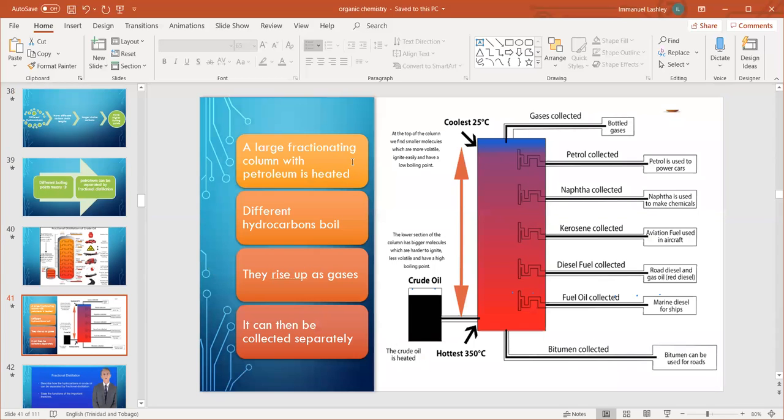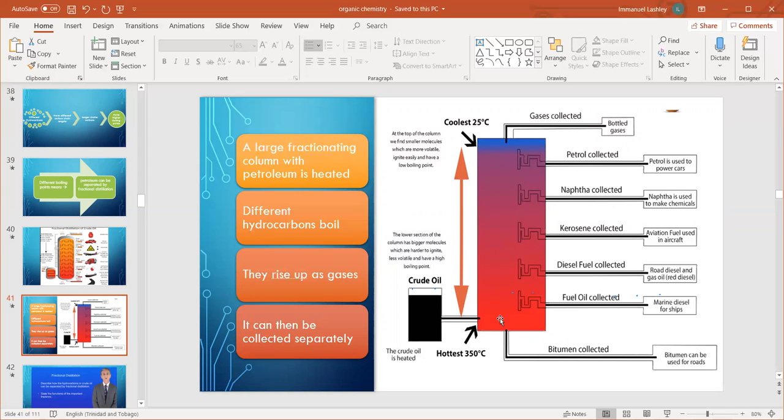So a large fractionating column with petroleum, how does it work? The petroleum is heated. As it heats, the different hydrocarbons begin to boil, and when they boil, they are converted from a liquid to a gas. So the first thing you have is crude oil entering. You place crude oil in at the base. Crude oil is in the form of bitumen. Bitumen can be collected and used if we want to put it on the roads to help pitch our roads. And heat of about 350 to 450 degrees Celsius is applied to the fractionating column.